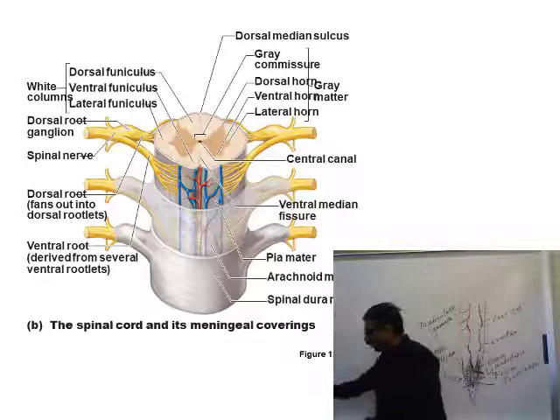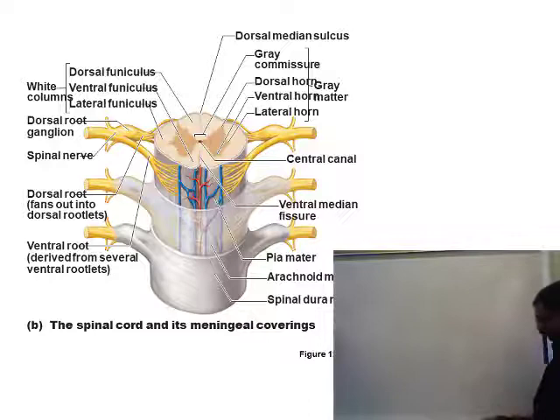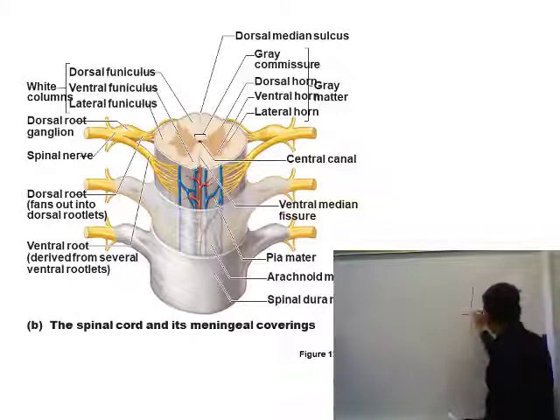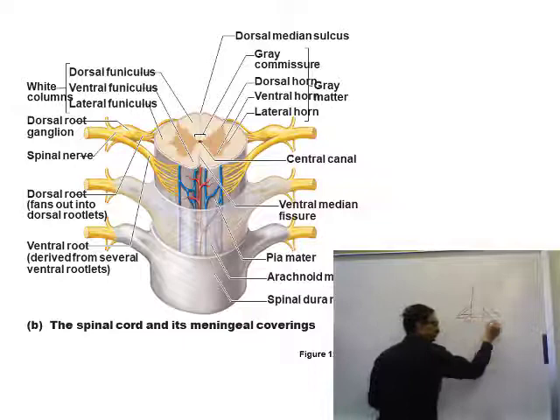Formation of the spinal nerves. From the spinal cord, 31 pairs of spinal nerves arise. Now, if I see the section of the spinal cord, like this is the spinal cord, if I just take a cross section here, from both sides you have the spinal nerves. What will I see? I will see a part of the spinal cord and two spinal nerves attached to that.